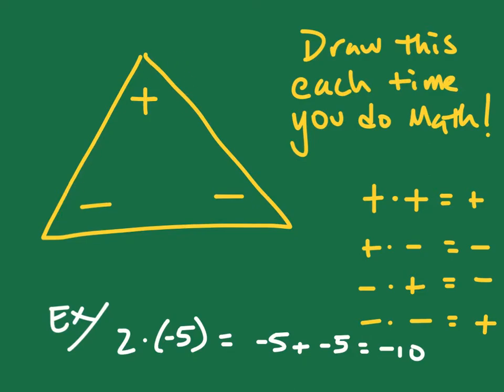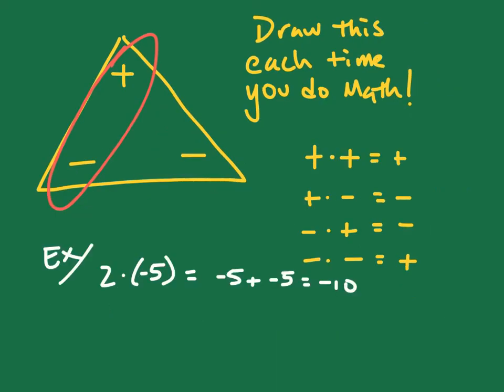So on my paper, I cover up this portion of my triangle because that's what I'm doing, and the result is that my answer will be negative. So whatever your problem is, you cover up those parts of the triangle, and whatever's left over is what your answer is going to be, okay? So now let's look at a different example.